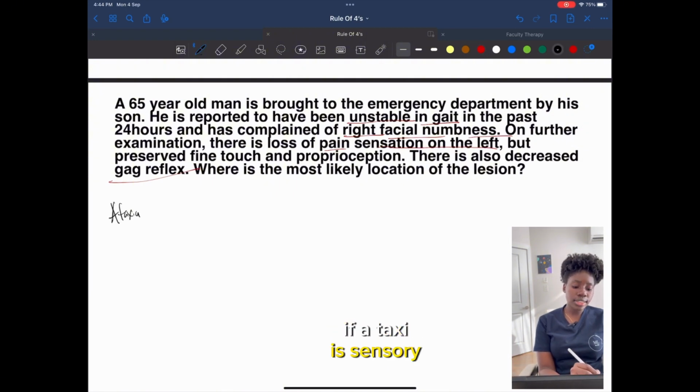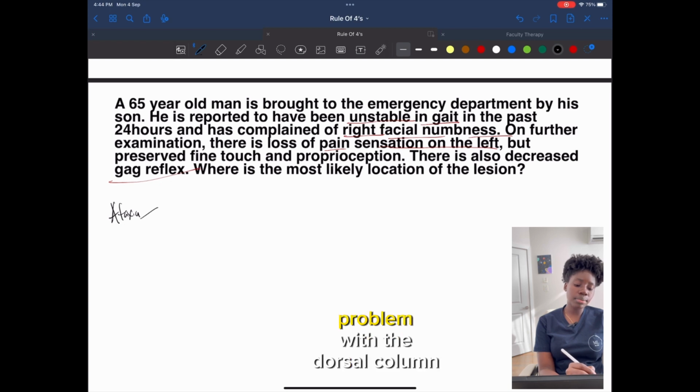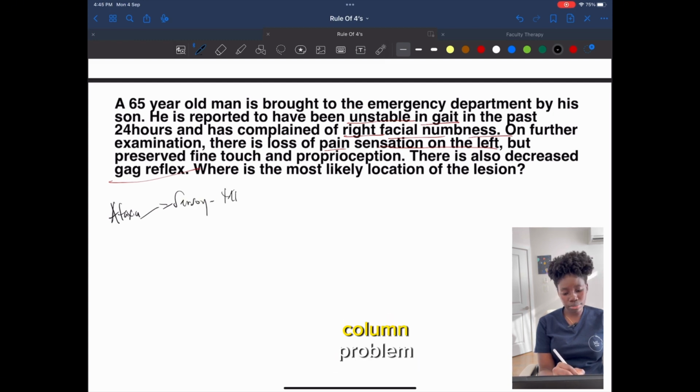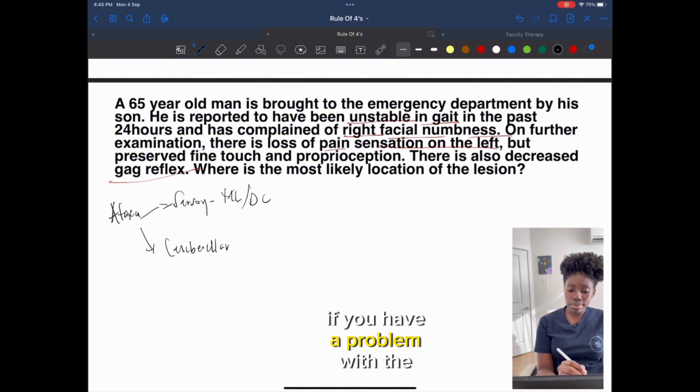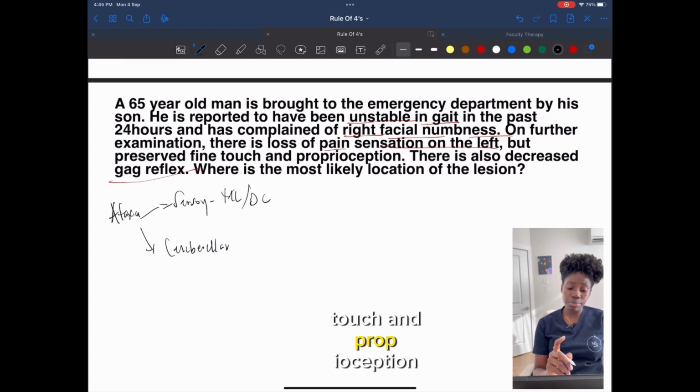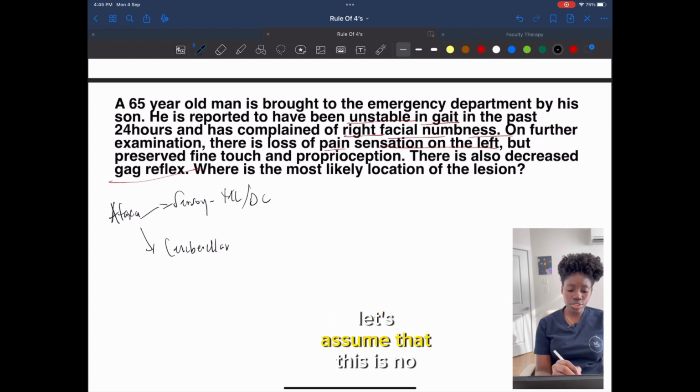If ataxia is sensory, it means that this is a problem with the dorsal column. So if it's sensory, this is a medial lemniscus dorsal column problem. If it is cerebellar, then it's cerebellar, right? However, if you have a problem with the medial lemniscus dorsal column, you would also have a problem with fine touch and proprioception. So if fine touch and proprioception are preserved, let's assume that this is no longer a sensory issue. So this is something with the cerebellum.